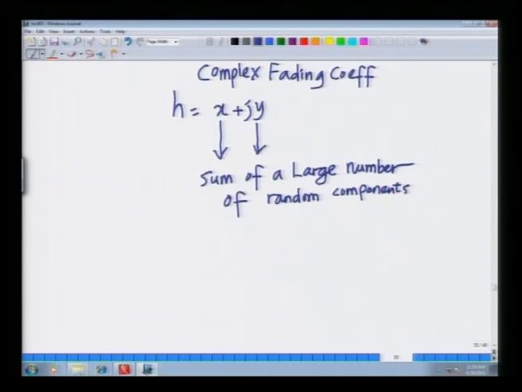Why are these components random? Because remember, each of these components is arising from the multipath environment. These correspond to every path, and these essentially correspond to the distance between the base station and the mobile station, and also how the scatterers are placed. What is the distance of the trees? What is the distance of the buildings? What is the distance of the cars, and so on.